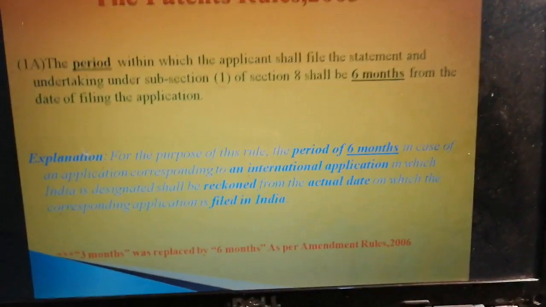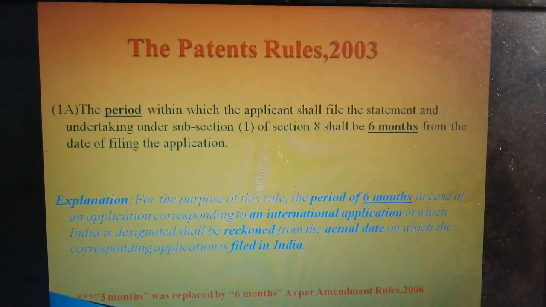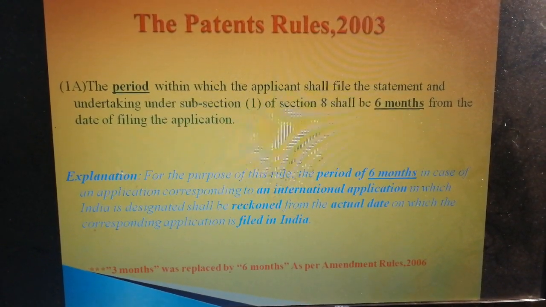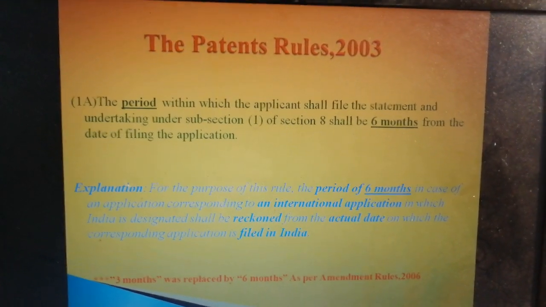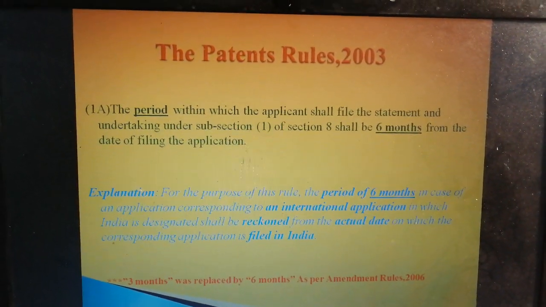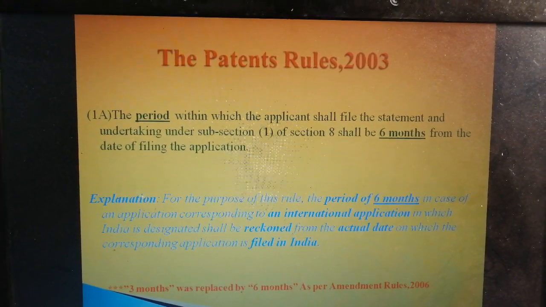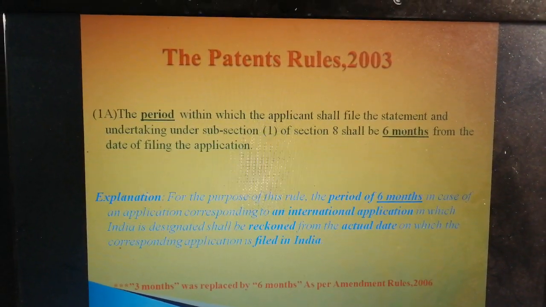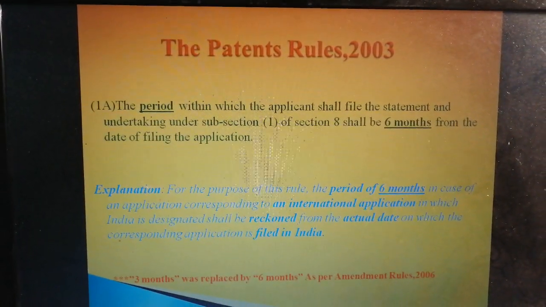The next sub rule is 1A. The period within which the applicant shall file the statement and undertaking under subsection 1 of section 8 shall be 6 months from the date of filing the applications. Here also the two underlined words are the main keywords, that is the period, and the period is about 6 months. That means the time span within which the applicant shall file the statement and undertaking as per subsection 1 of section 8 will be 6 months from the date of filing the application.